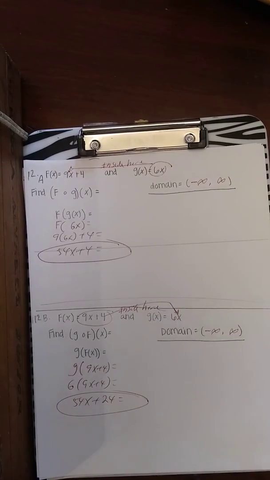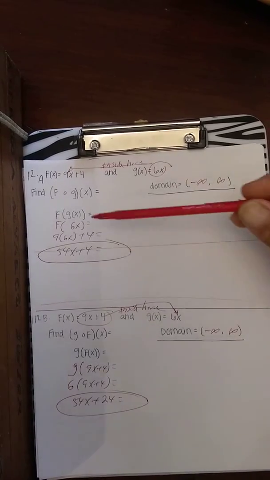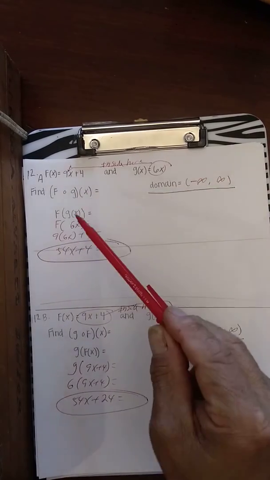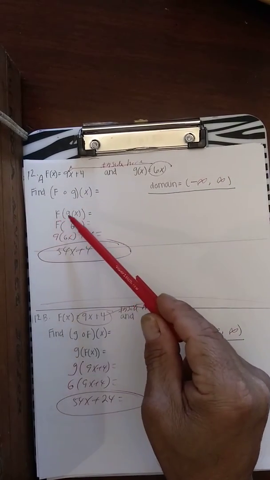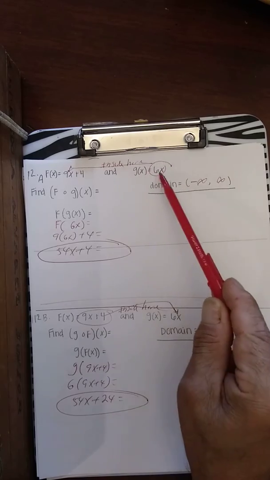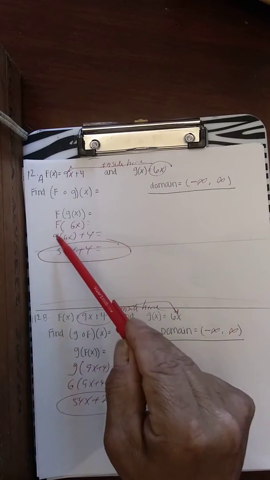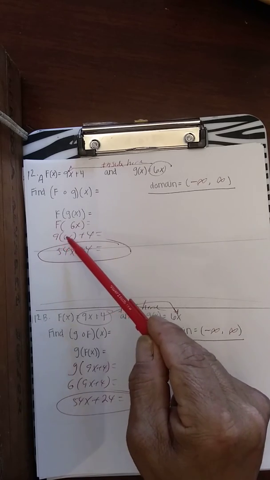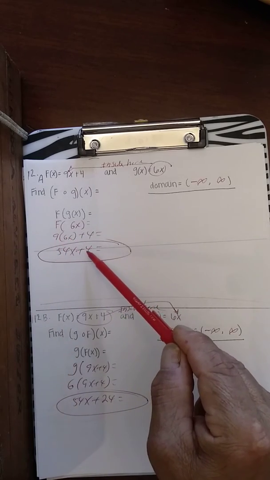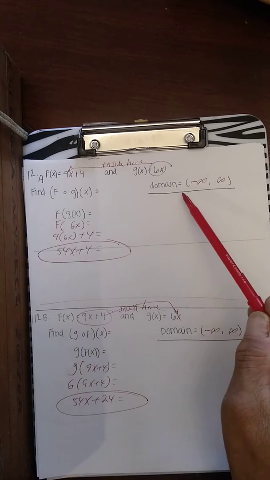Alright, let's see. Let's find f circle g composite functions. So f circle g of x is f of g of x. So that means that this one goes inside right there. So you have 6x goes right there for the x. So 9 times 6x plus 4. 9 times 6, 54x plus 4. And that's it. Domain is negative infinity to infinity.